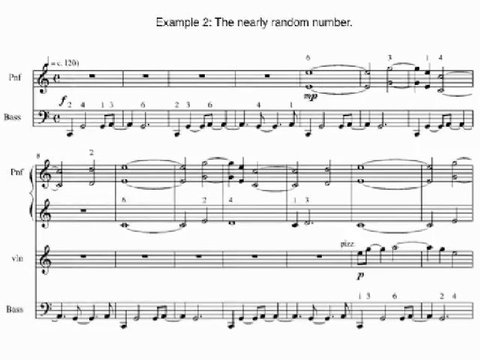I call example 2 the nearly random number because the rhythmic pattern emerged from my telephone number. Using phone numbers as a basis for music was a favourite trick with Schillinger. He used numbers to generate melodic patterns while I'm using it to create rhythm.